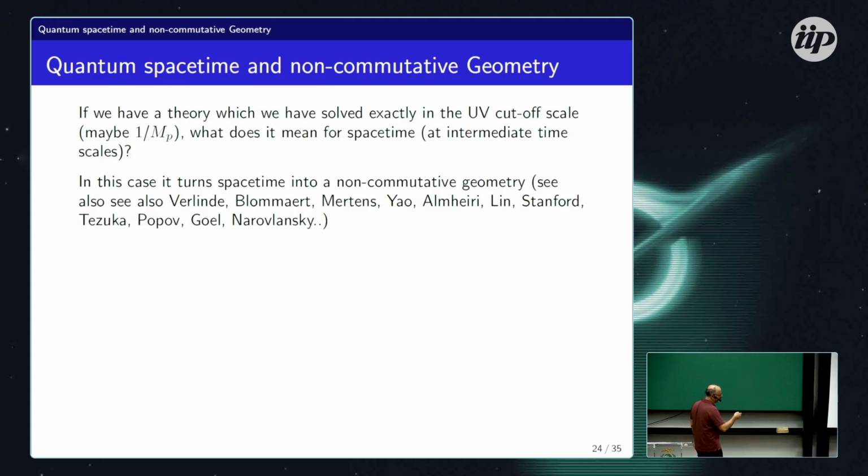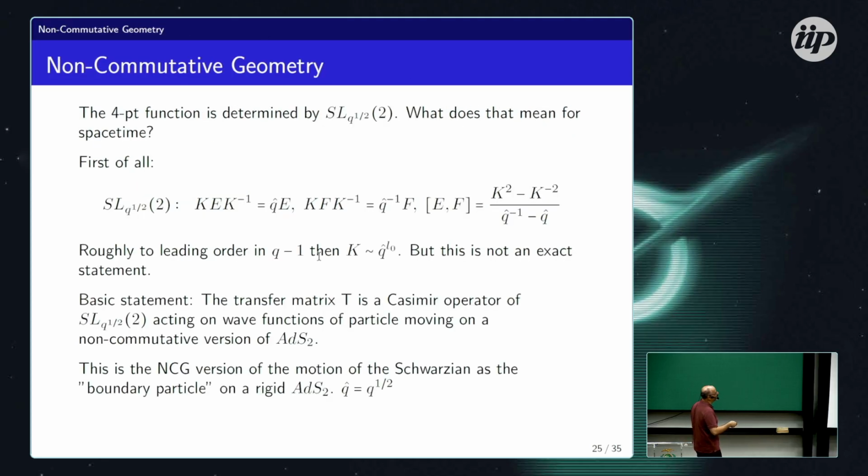Let me just flash, throw some formulas at you. So SL2Q is this algebra. Essentially, if you think about SL2 and you have these generators, which I'll call L0, E, and F, then K is Q to the L0. L0, for my purposes, is something like the smooth dilatations on, say, the Poincaré patch.